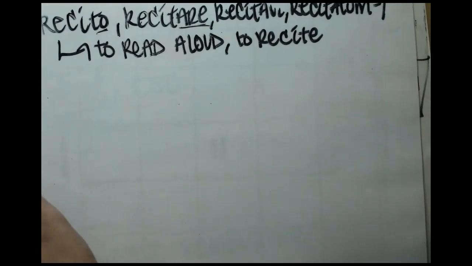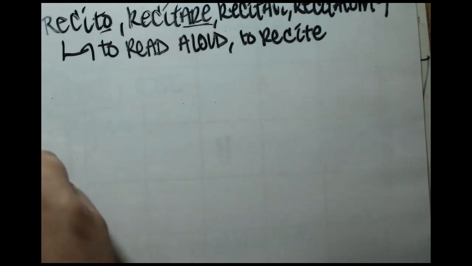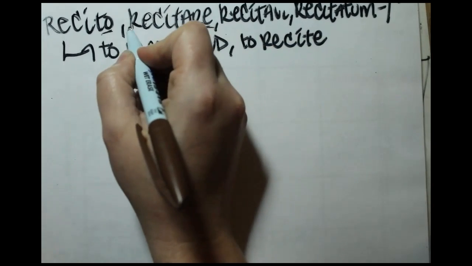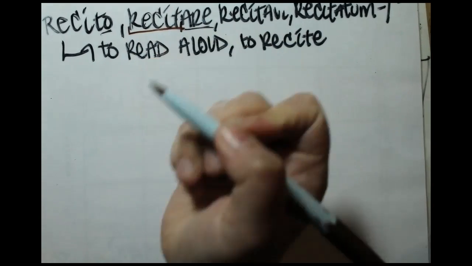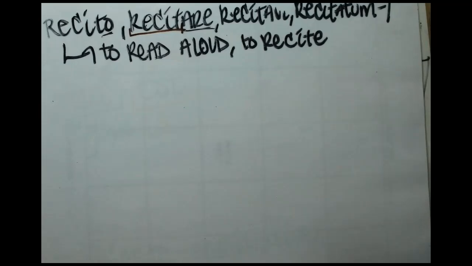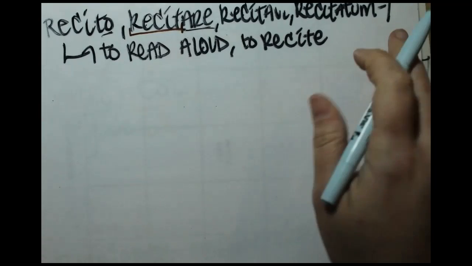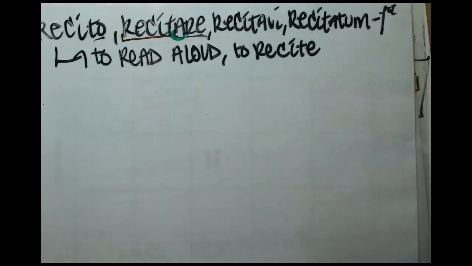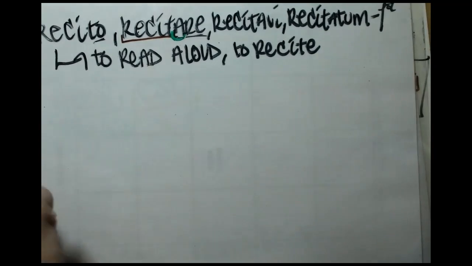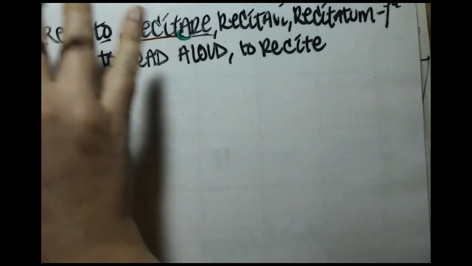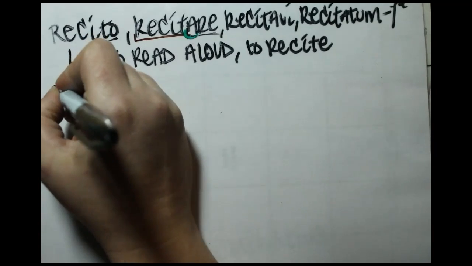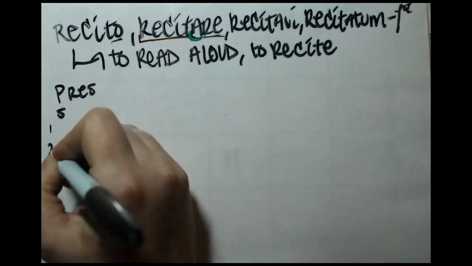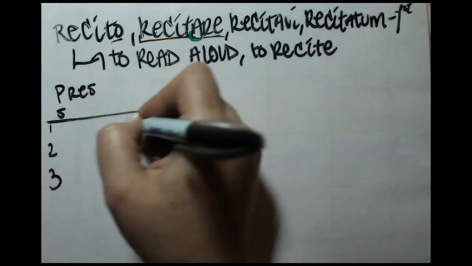All right. So what is the stem? We need to look at the second principal part. We ignore our ARE here. Recit, that is our stem. It is a first conjugation verb, so we are going to need our thematic vowel, which is A. Move these out of the way. So here's our present. We're gonna chart these out. Present, singular, 1, 2, 3, first person, second person, third person.